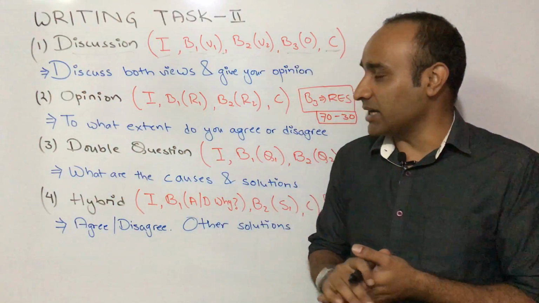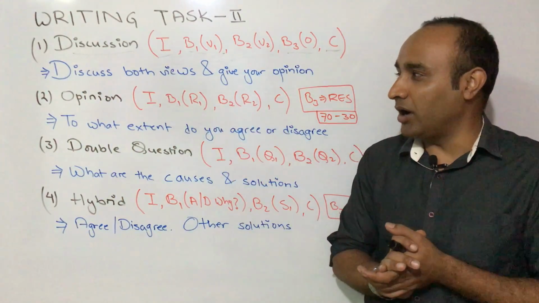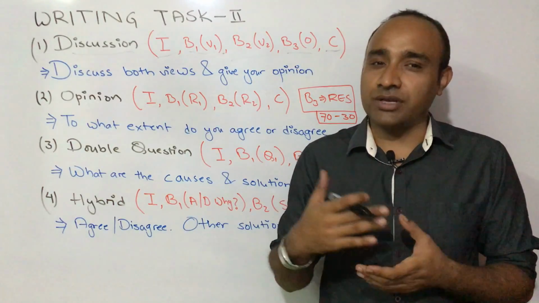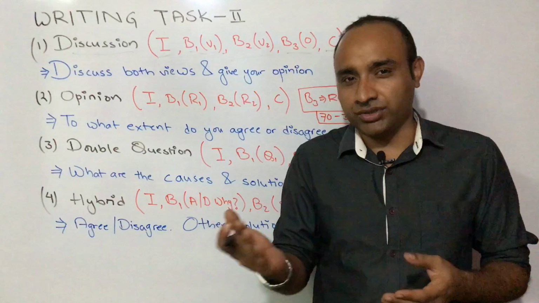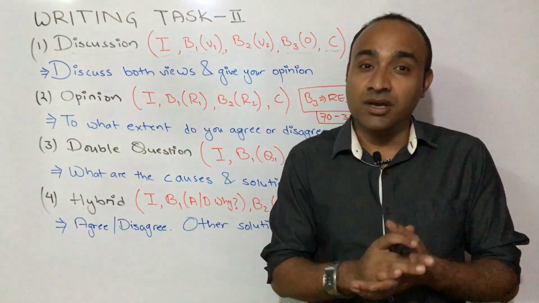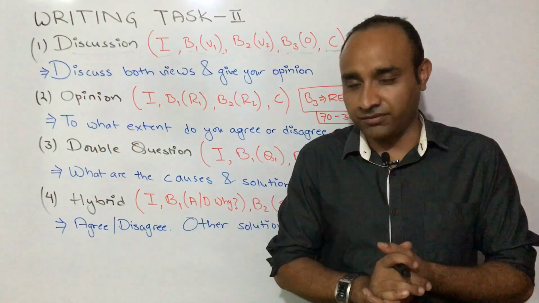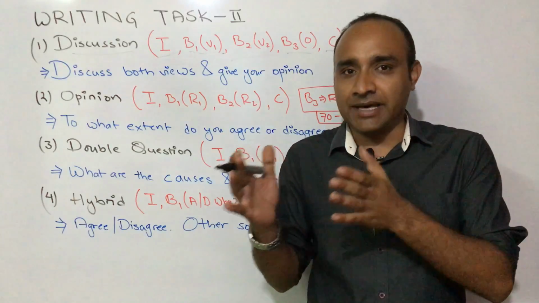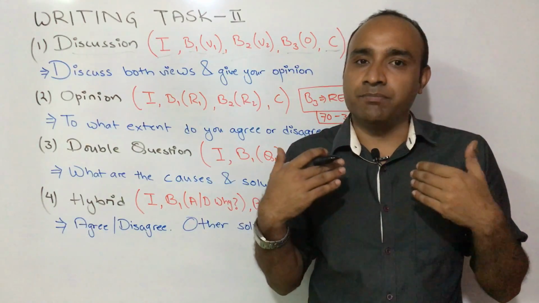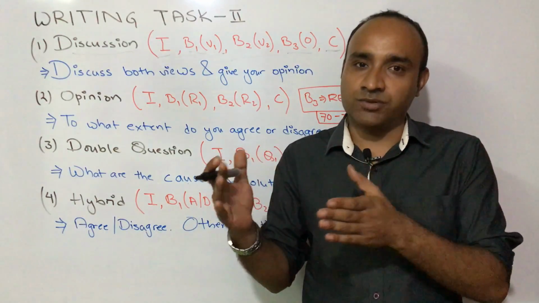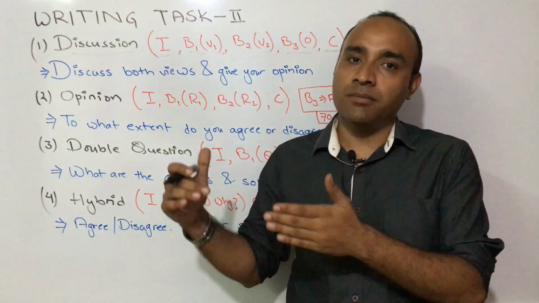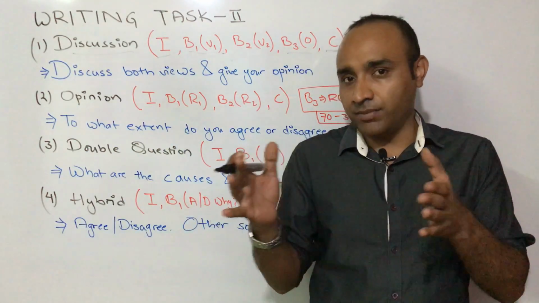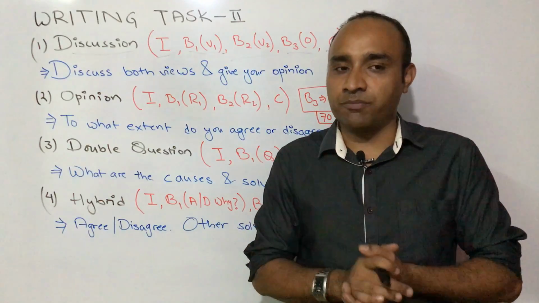So let's take a quick example of this type of question. We've heard questions about education, we've heard questions about, let's say, pollution, transportation and stuff like that. So let me quickly try to make a question for you. Some people believe that railways is the most effective means of transportation, while others say roadways are far better. Discuss both the views and give your opinion.